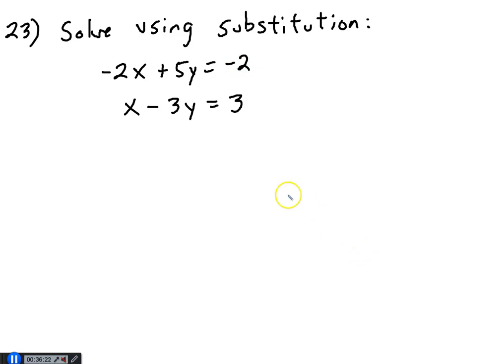Okay, here's another substitution problem. So substitution says pick a variable, solve for it. The easiest choice, if you have it, is to pick a variable with a coefficient of 1. So on the bottom equation, if I solve for x, just add 3y to both sides. I get x equals 3y plus 3. So you solve for a variable, and then you replace that variable in the other equation.